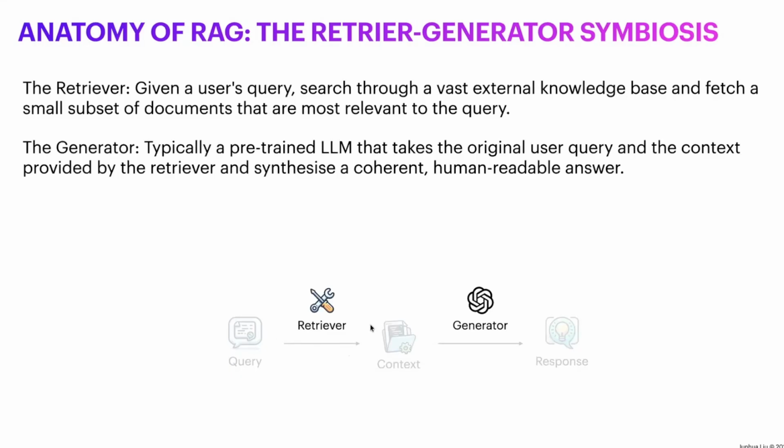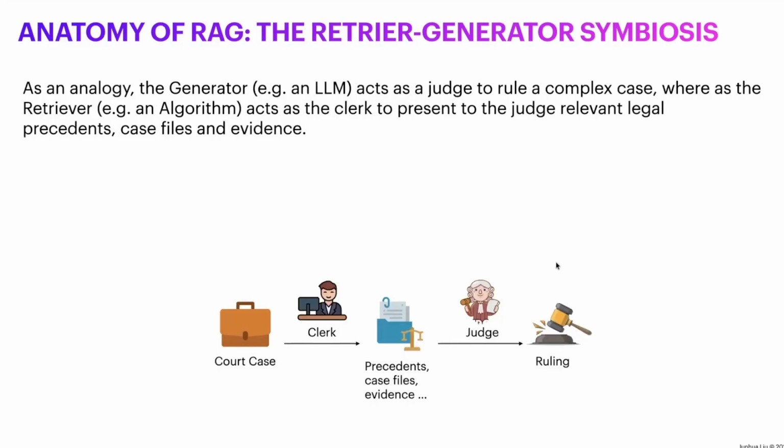The retriever works as such: given the user's query, it performs a search through a vast external knowledge base and fetches a small subset of documents that are most relevant to the query. And then the generator, typically a pre-trained LLM, takes the original user query and the context provided by the retriever as input.